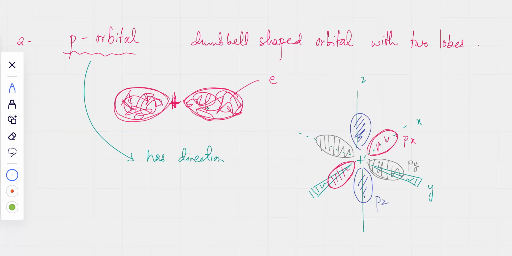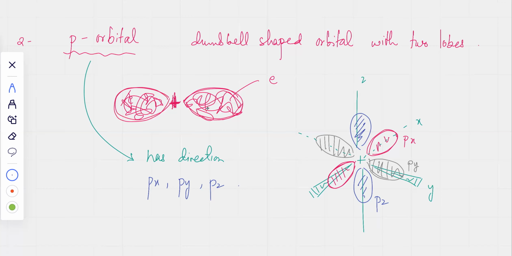So remember, it has directions. It could be on the x-axis, it could be on the y-axis, it could be on the z-axis. So there are three different types of p orbitals: px, py, and pz. Is this clear? Yes or no?